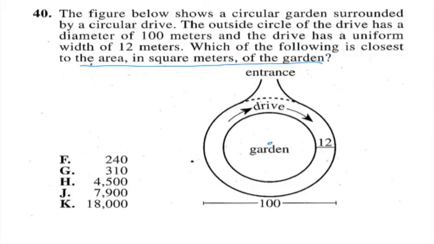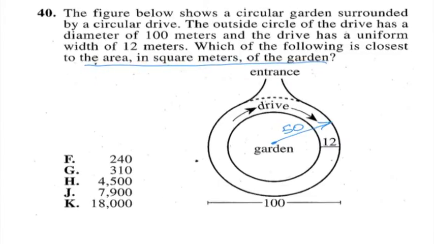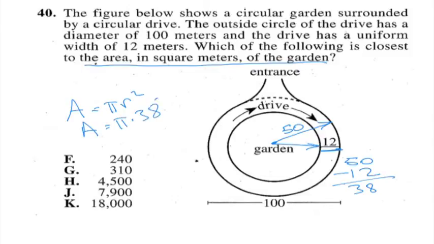Okay, this one requires us to do two things. First of all, we need to remember we're going to be getting area, so we need the radius. The radius to this outer circle is 50, half of the 100. Now we look at this and say, well, if this is 50 and this distance is 12, then the distance from here to here must be 50 minus 12, which leaves me 38. So now we come back to our area equation. Area is equal to pi r squared. My radius is 38, so my area is equal to pi times 38 squared. So we'll take 38 squared times pi, and that's going to give me about 4,534, which is closest to 4,500, making H the answer to number 40.